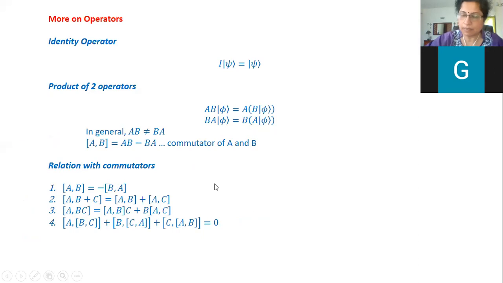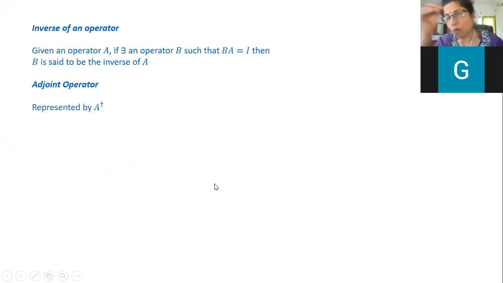All right. So let me just go to the next one. So what else did we learn? We learned about the inverse of an operator. We said that if there is an operator A and there exists another operator B such that B operating with A makes it equivalent to an identity, then we say B is the inverse of A.